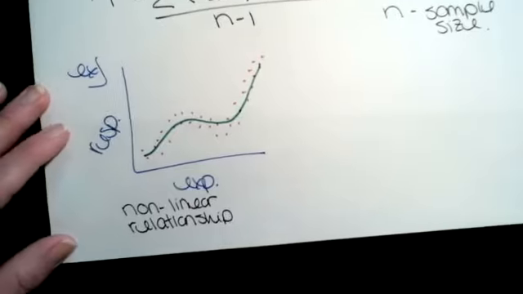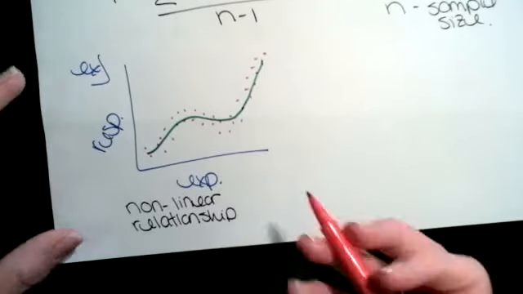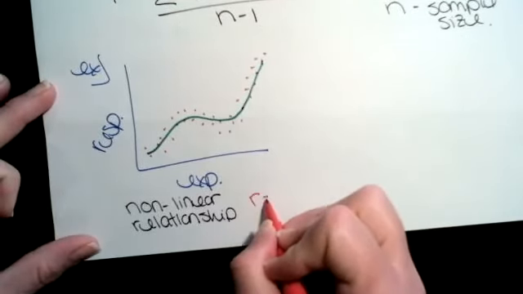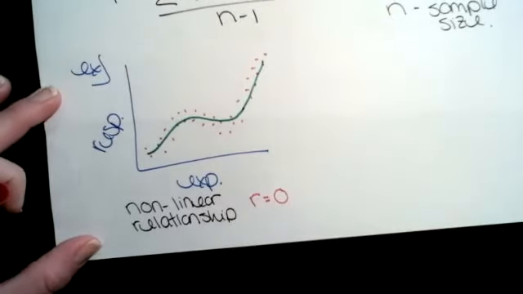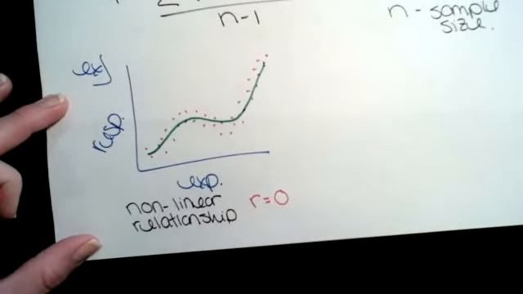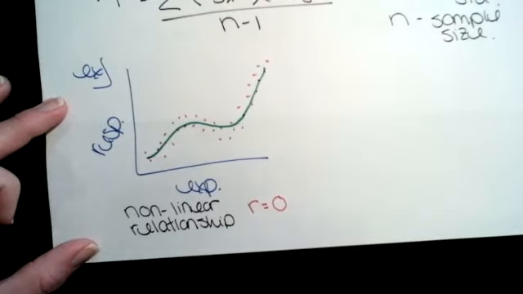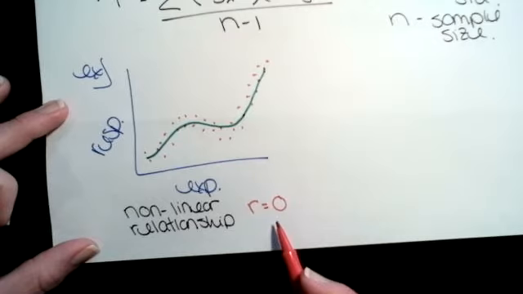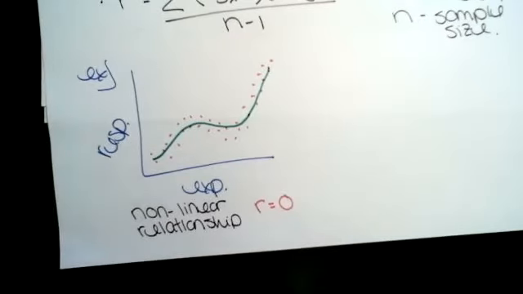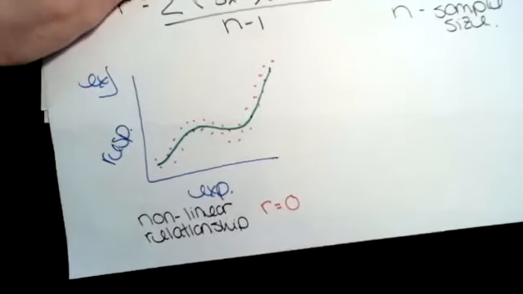And in this case, my R value would be close to 0 because R is only measuring my linear relationship. And there's no linear relationship, so R should be close to 0. If R is 0, it means there's no linear relationship.